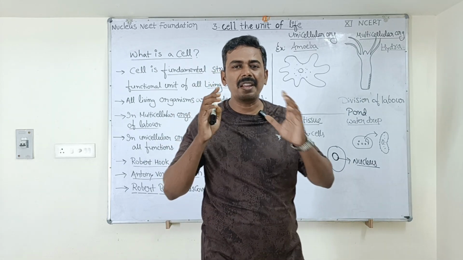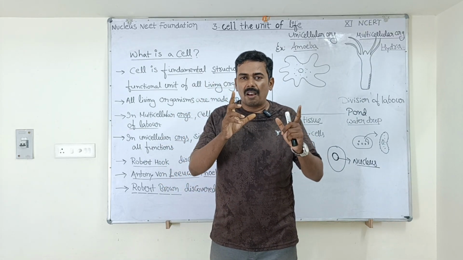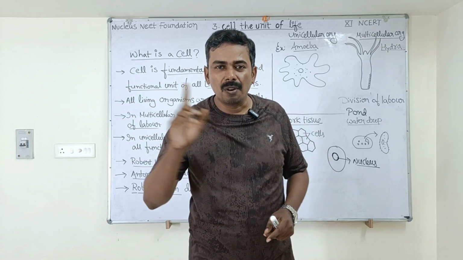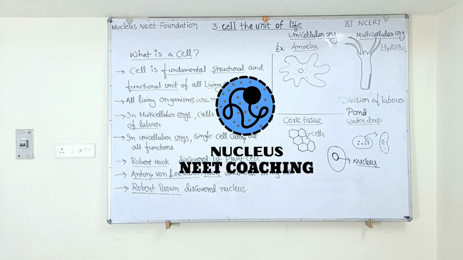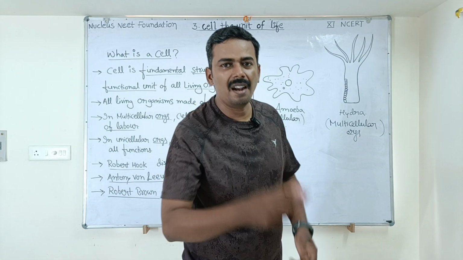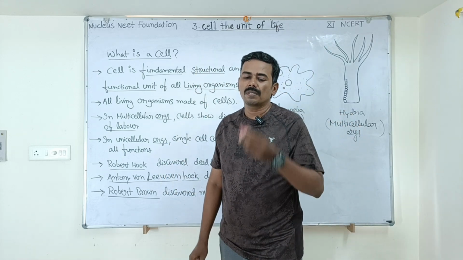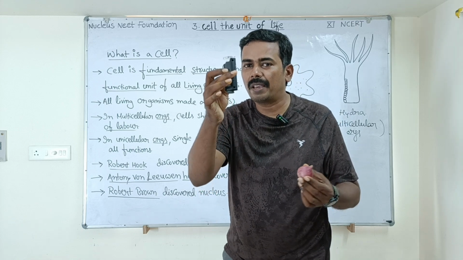Students, I have something very interesting to show you. I have an onion and a simple pocket microscope. I will go and get it. An onion and a pocket microscope. So I can show you the cells which are present in this onion by using this pocket microscope.